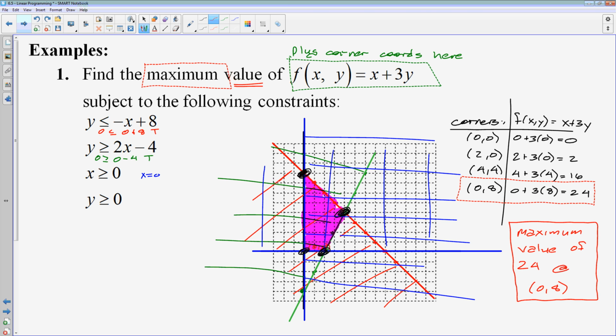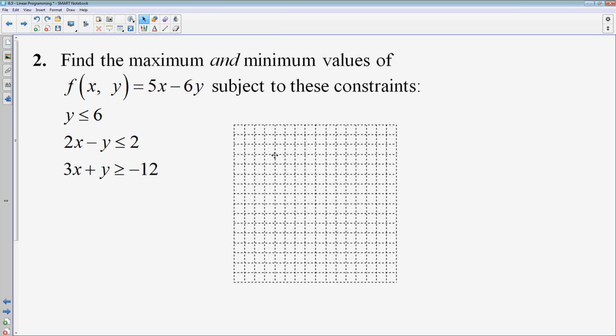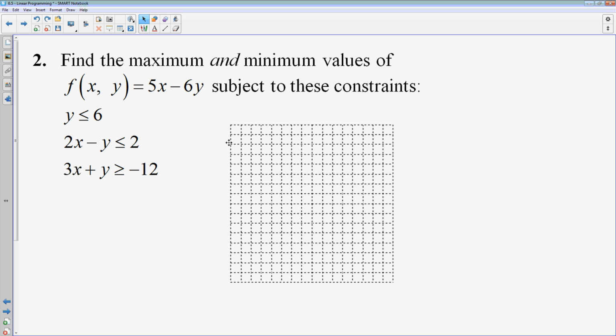Let's try a second one. Same thing, find the maximum and minimum. Now, that doesn't mean you have to do a whole lot more. It's just now you're going to circle the largest and the smallest number once you get to the end. So let's work this one out.